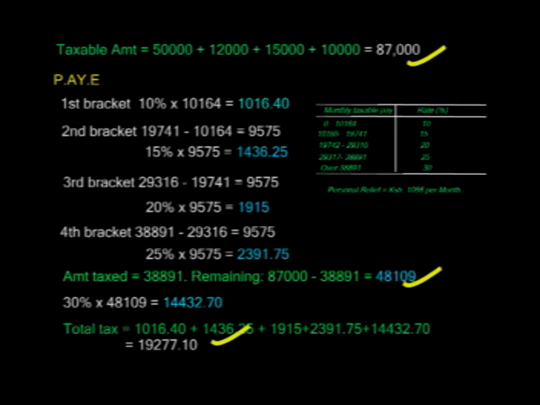Now I deduct the personal relief of 1,056 from all this total tax. I get 18,221.10 cents. That is the total tax that this person will remit to the government.